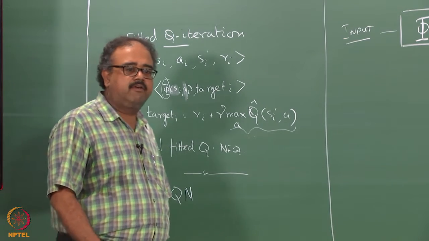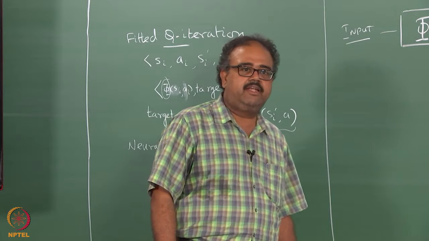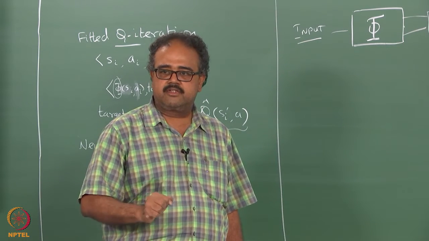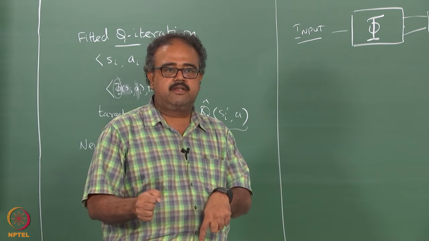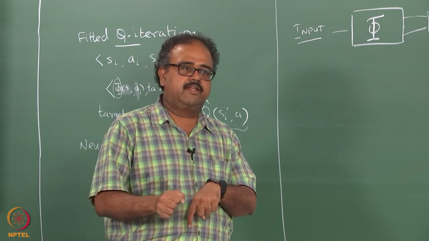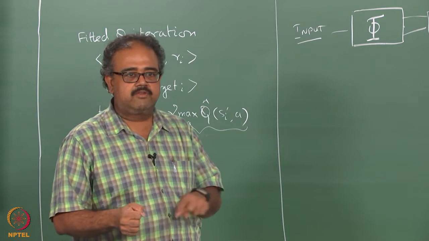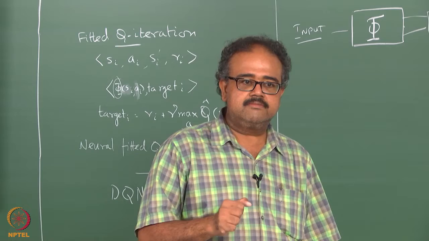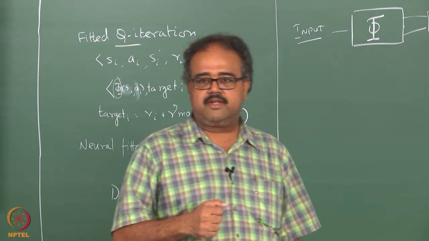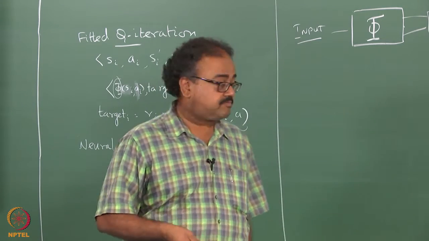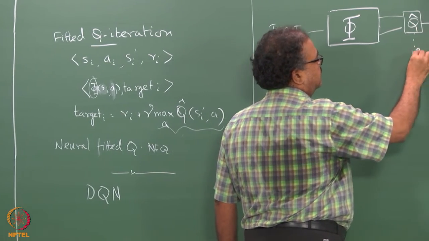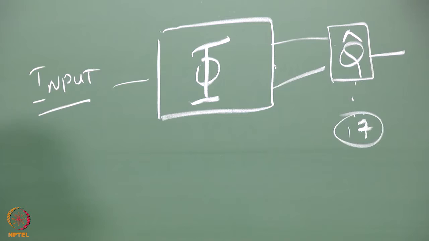So in Atari games you have 17 actions. You have 8 directions in which you can move your joystick, and then there's a fire button. You can move the joystick in 8 directions with the fire button pressed or without the fire button. That gives you 16, and the 17th action is you don't do anything. So there are 17 actions, so you basically have 17 such networks here.